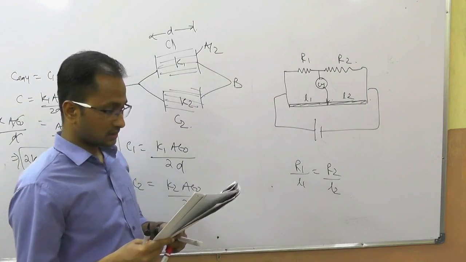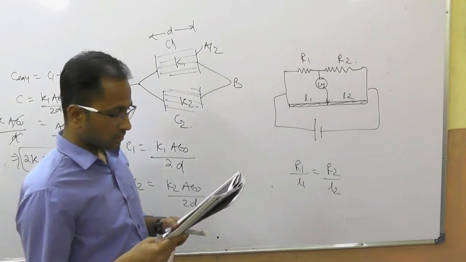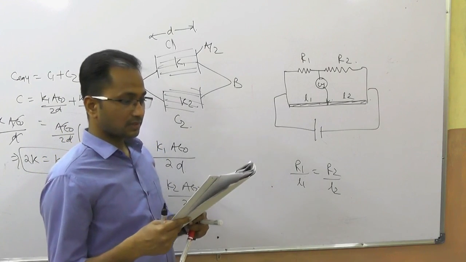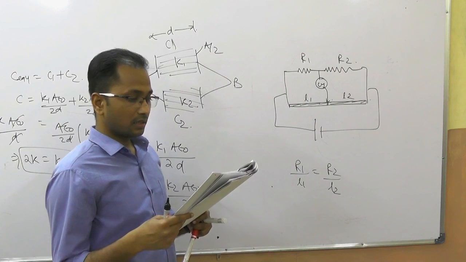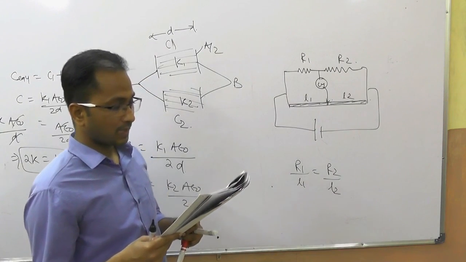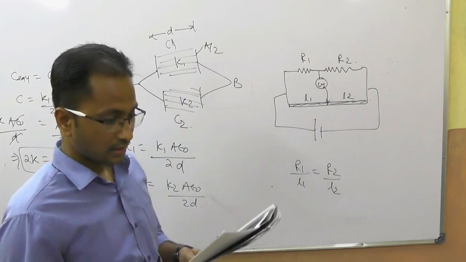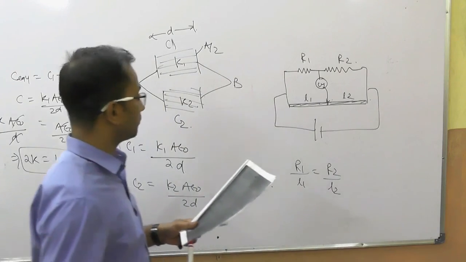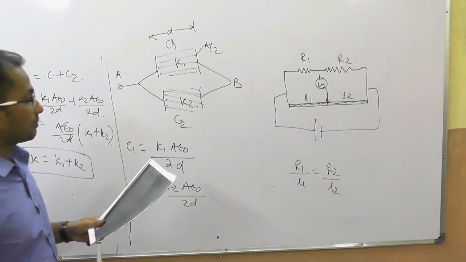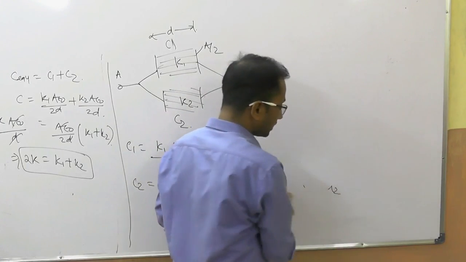Now section C. Write the expression for the speed of light in a material medium of relative permittivity epsilon r and relative magnetic permeability mu r. I hope everyone knows the speed of light.